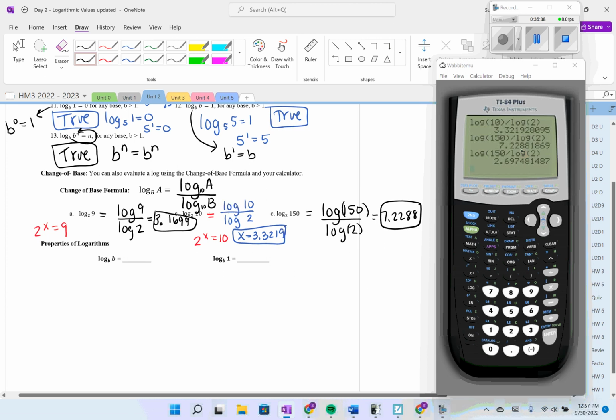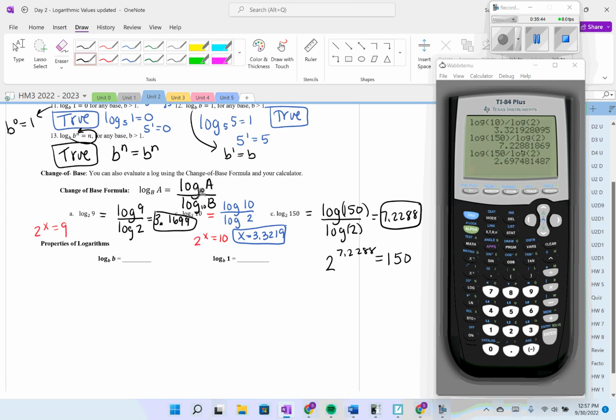And of course, you can always check your work. If I do 2 to the 7.2288, that should be about equal to 150. It might not be equal to 150 because we rounded. So 2 to the power of 7.2288, you'll notice that that is equal to about 149.99 because of rounding error.